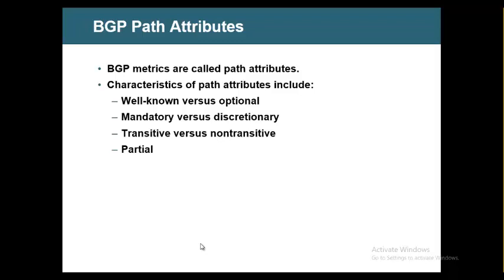Anyway, well known, optional, mandatory, discretionary, transitive, non-transitive. Like we human beings have got various attributes. Some attributes are well known, some are mandatory. As a human being, you should speak truth. It's mandatory. Otherwise, there is no difference between animal and man. Speaking truth is the real characteristic, the real attribute the man should have.